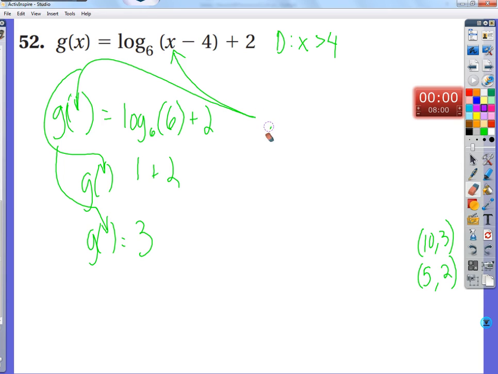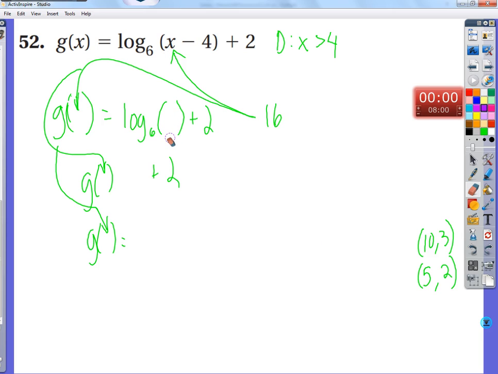And we go again. So what do we plug in for x? You said 16? 16 minus 4 is 12. What's log base 6 of 12? Because how do we get 12? We take 6 to some power to get 12. We're not trying to do 6 times something. 6 times 6 is 36.